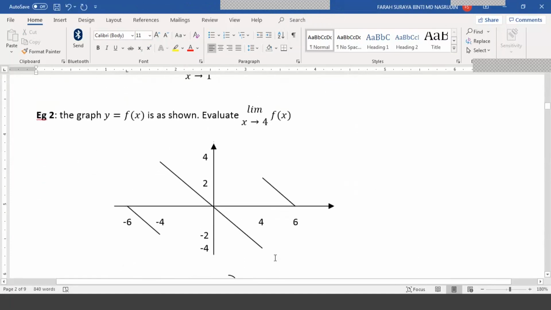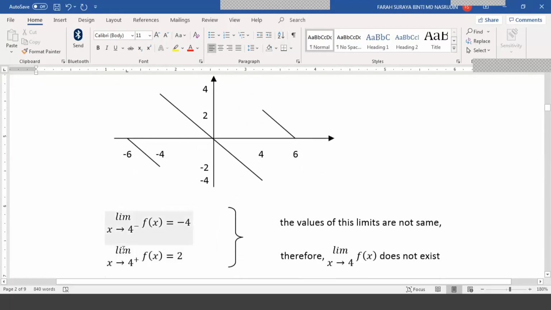Okay, yang ni pula. Graf dia pelik. Dia tak bersambung. Ni sini, sini, sini. Okay. So, we want to evaluate limit x approach 4. So, x approaches 4, kita kena buat dari sebelah kiri, sebelah kanan. Okay. X approach 4 from left. Okay, 4 kat mana? 4 kat sini. Okay. So, kita nak datang daripada sebelah kiri. Function yang sebelah kiri sekali yang ni.